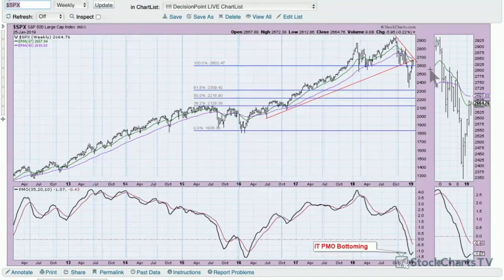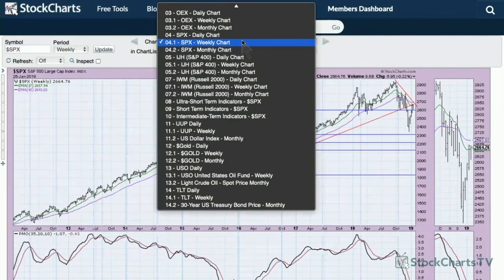Again, here you go, the declining tops trend line. We have not broken that yet. We tried to break this rising bottoms trend line on this weekly chart, not quite, and pulled back from there. So I thought that was interesting as well to note. And of course, the PMO is also bottoming like we saw in the other large caps.